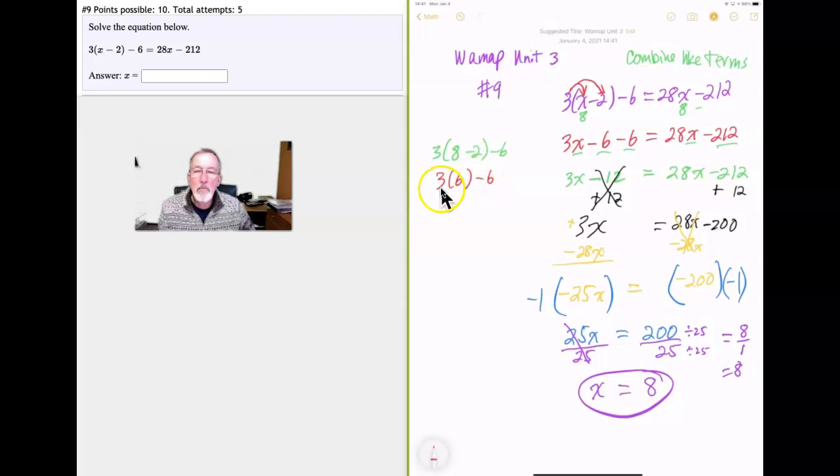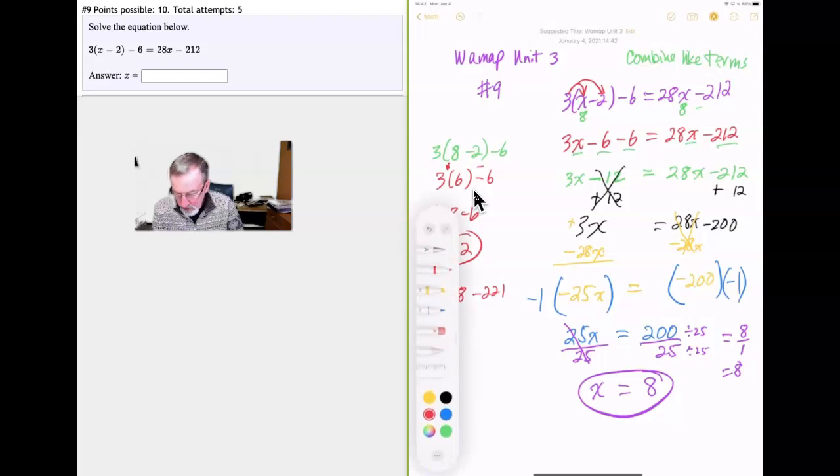And so we have to do the multiplication first. We got two operations now, multiplication here, not written, and subtraction here. Multiplication goes before addition or subtraction according to PEMDAS. So we're going to do 3 times 6 for 18 minus 6, and that evaluates to 12. So this side of the equation is 12. And over here we have 28 times 8 minus 212. Oops, that's weird. I just can't talk and do two things at once.